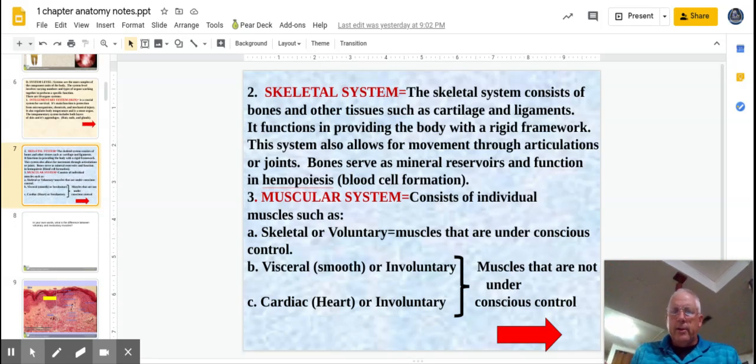And last but not least, I'll talk a little bit about the muscular system. There's three types of muscles: skeletal, visceral, and cardiac. Skeletal is your biceps, your triceps, your hamstrings, ones that we actually can physically control.